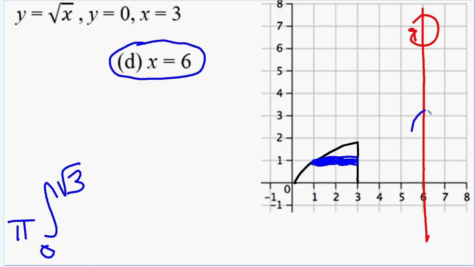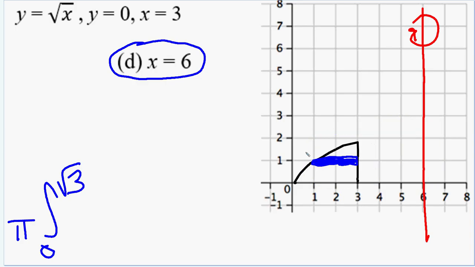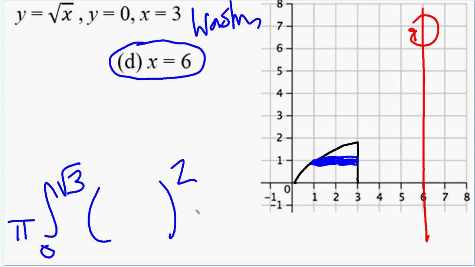Now, axis of rotation is over here. Rectangle's over here. We are not at any point touching our axis of rotation, so this is going to be washer method. So we're going to need an outer radius that we're going to square. Outer radius squared. This is kind of similar to what we saw in the last one. You know, the outer radius is what is the farthest we can ever be from our axis of rotation.